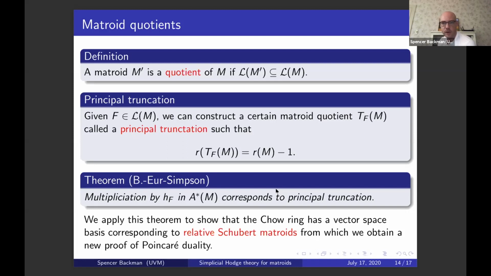So the idea is that these new variables that we're working with are encoding the theory of principal truncations of a matroid. And we're able to apply this to give a vector space basis for our Chow ring in terms of the relative Schubert matroids. This generalizes a result of Hampe, who showed that the Bergman fans of Schubert matroids give a basis for the Chow ring of the braid arrangement. And furthermore, we apply this to recover Poincaré duality.